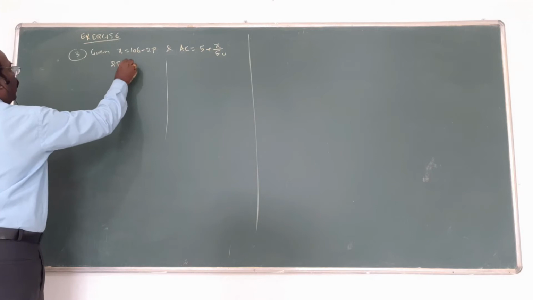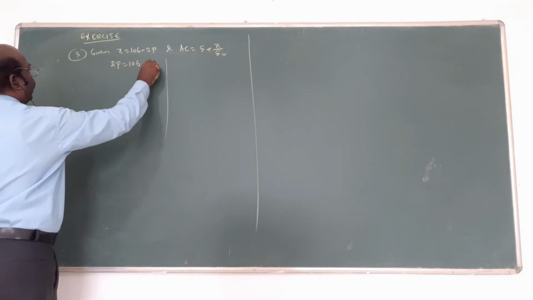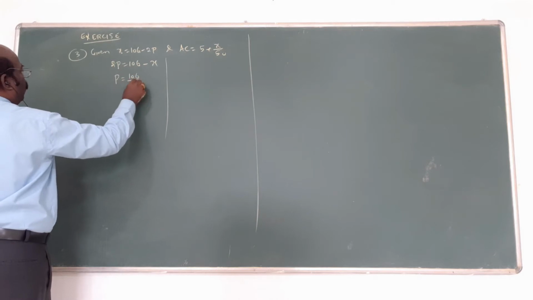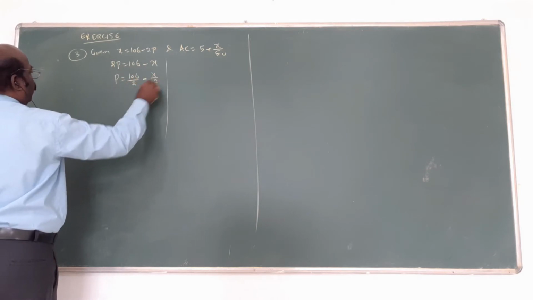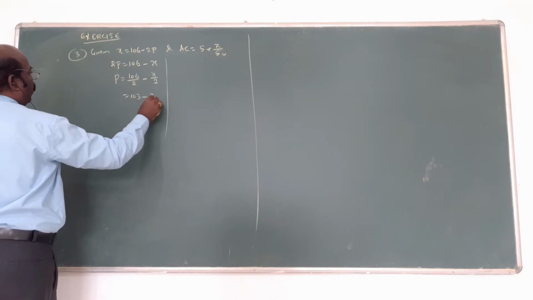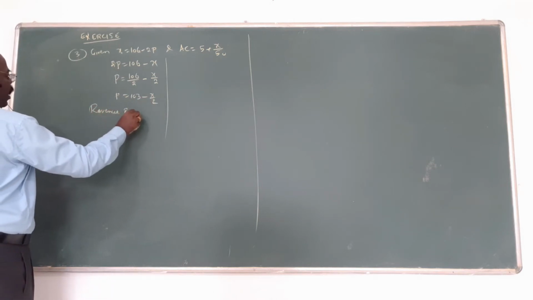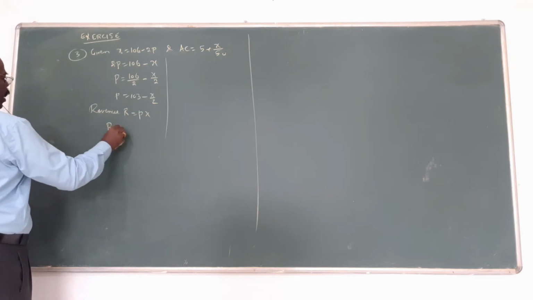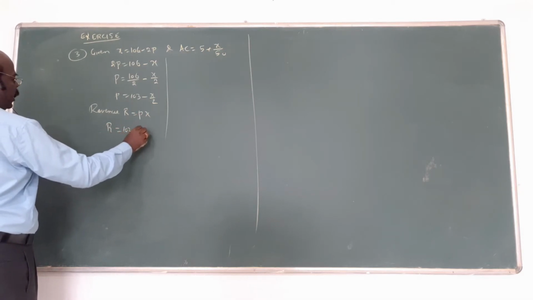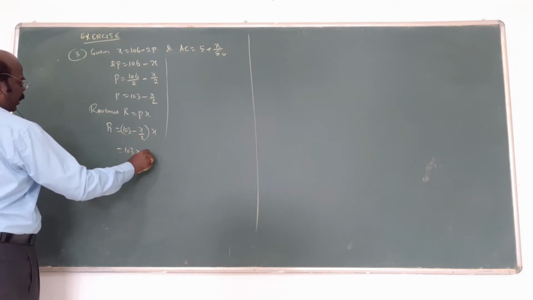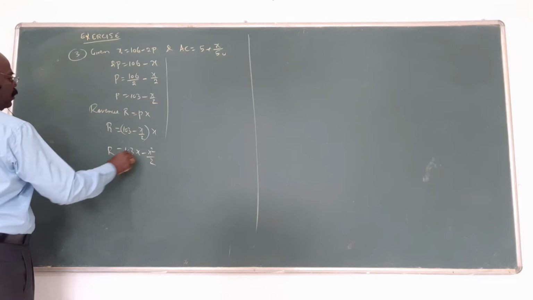But 2P equal to what? 106 minus X. We got P now. P equal to 106 by 2 minus X by 2, that is 53 minus X by 2, is P. Now, revenue, what is the formula? R equal to Px is the formula. R equal to (53 minus X by 2) into X, that is 53x minus X square by 2.